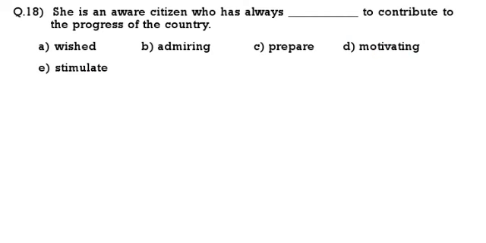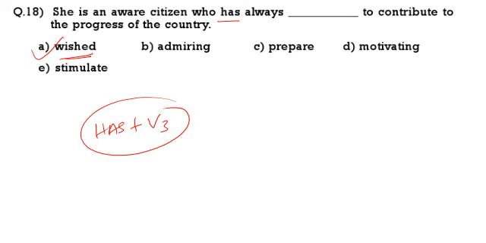She is an aware citizen who has always dash to contribute the progress of the country. She is an aware citizen who has always wished. So here has is followed by the third form of the verb. Has should be followed by the V3 form, because here we should use present perfect tense. Has plus verb. So wished is correct. Wished means wanted.